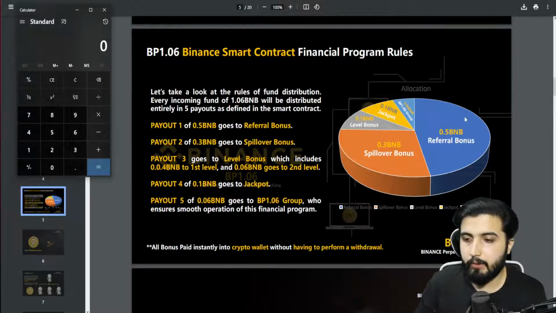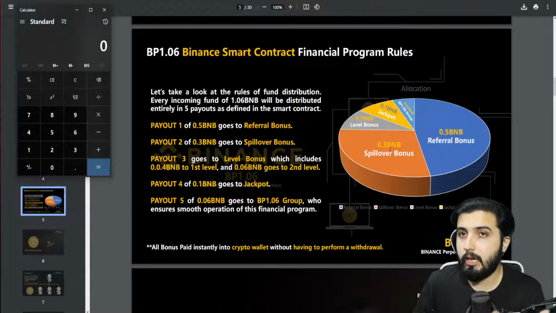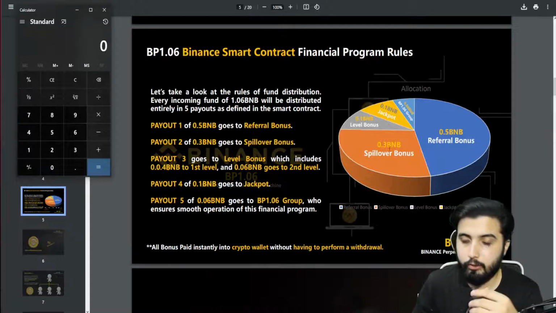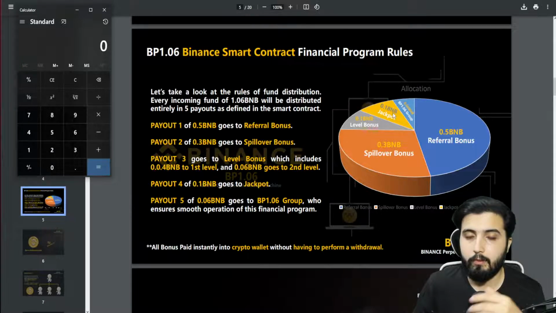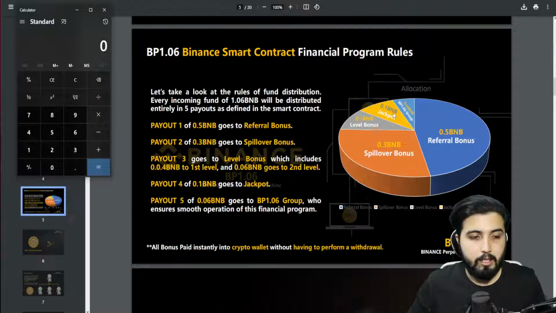Now in this pie chart, it breaks down even further. You can see almost 50% of it goes to the referral bonus, and then the second biggest chunk of this fund goes for spillover bonus. Then there's 0.1 BNB for level bonus, 0.1 BNB for jackpot, and then 0.06 BNB for the BP 1.06 group, to keep the operations running smoothly.